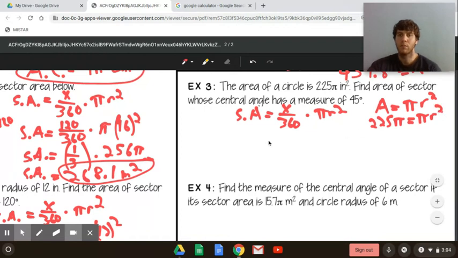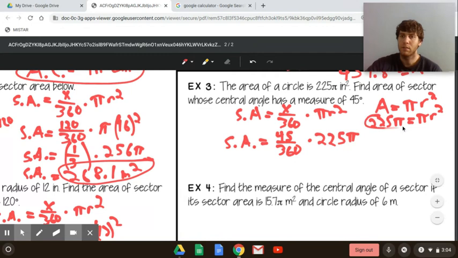So when we're doing our formula, we have sector area. We know the central angle is 45 degrees. So it's 45 out of 360, which is 1/12. And then pi r squared we know is the area. So our area is 225 pi. So we're going to put in 225 pi. That's our area. So instead of giving us the radius, they gave us the whole area. So we're going to substitute this in for pi r squared.